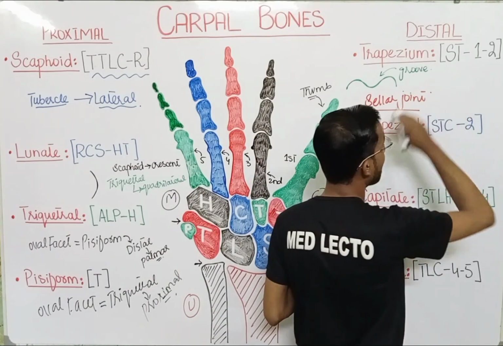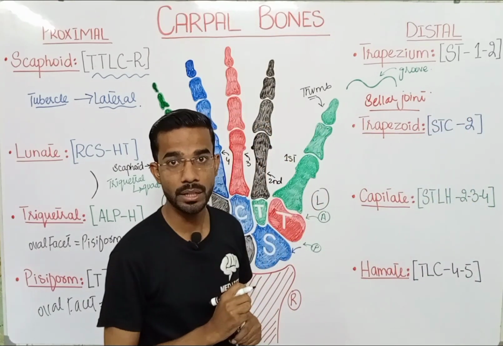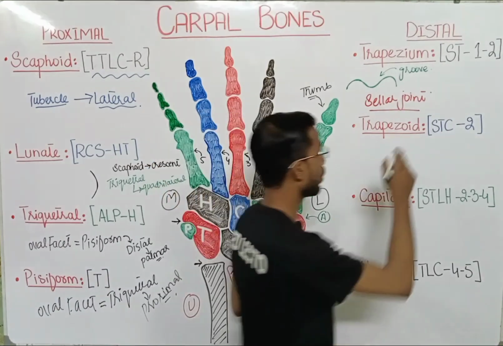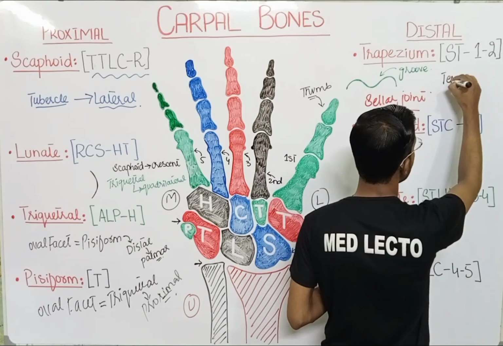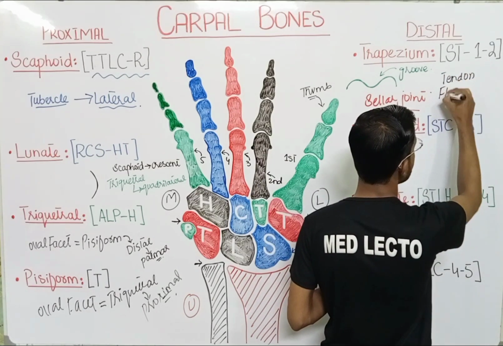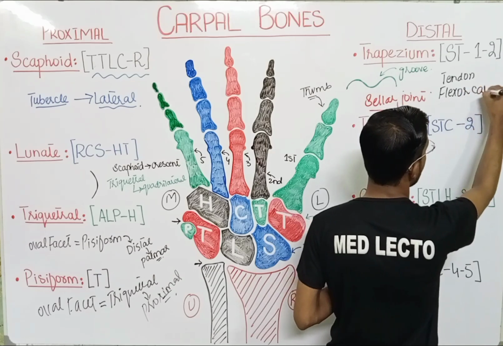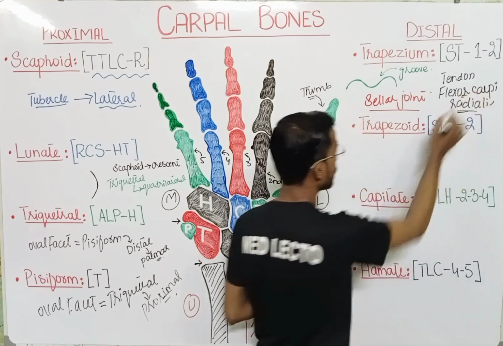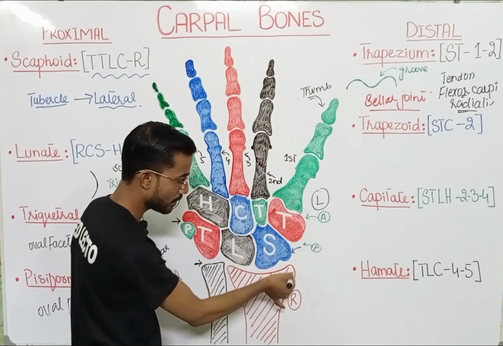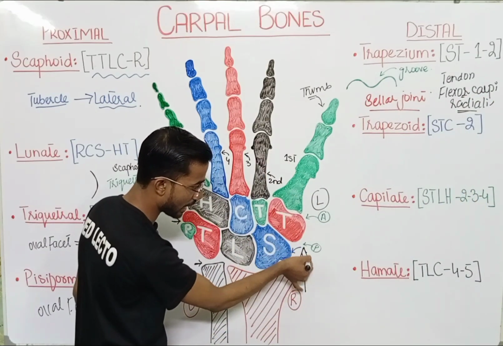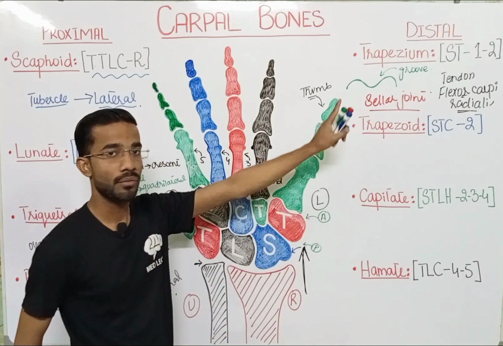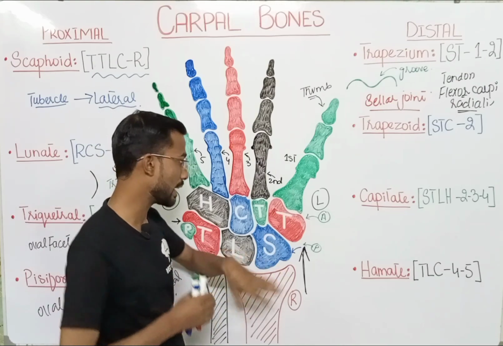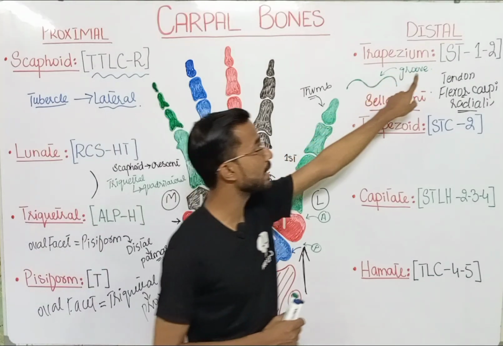And that groove is very much important for the attachment of the flexor carpi radialis. So tendons of the flexor carpi radialis. So actually it is along the radius bone. So that's why I called it flexor carpi radialis. Okay.